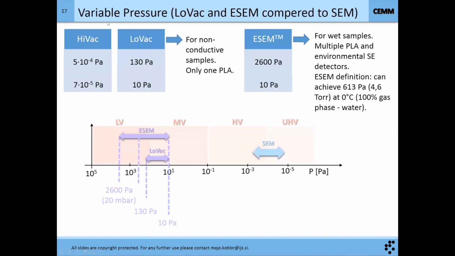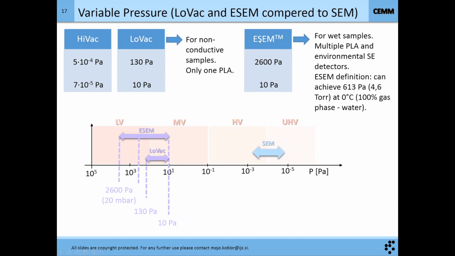So again, back to the pressures. The high vac is just normal SEM. In the low vac, you use it for non-conductive samples where you have only one pressure limiting aperture, and this is here in the area of the vacuum.